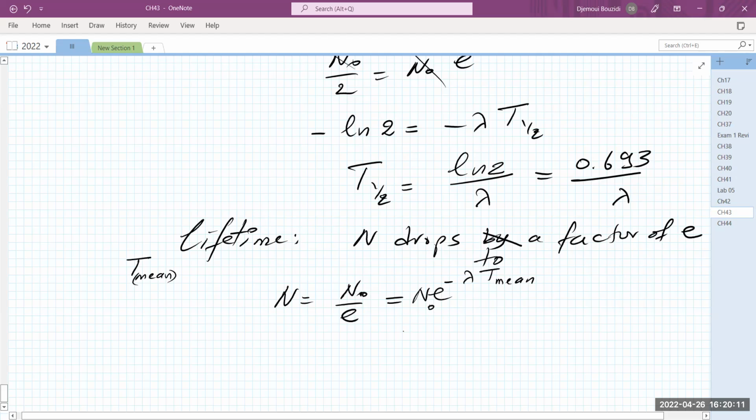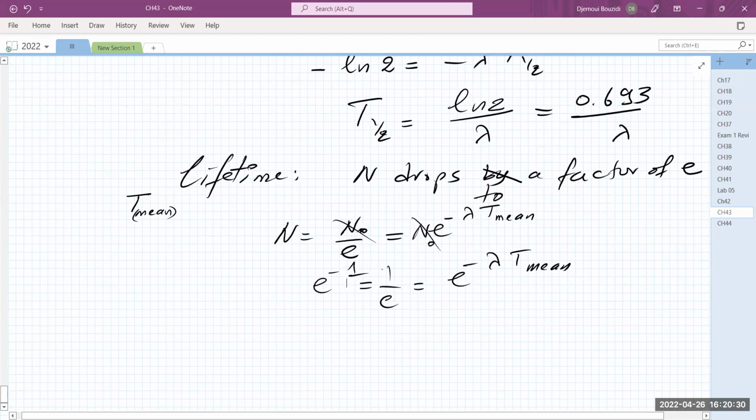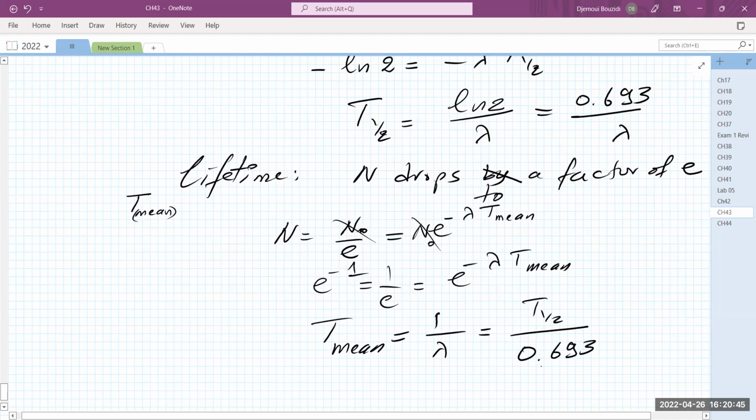If I take the natural log, N naught cancels first of all, and I have 1 over e equals exponential of negative lambda T mean. Again, taking the natural log, this one is equal to exponential of negative 1. So lambda T mean is equal to 1. That means T mean is simply equal to 1 over lambda, which from that expression is T1/2 over 0.693. So it's slightly more than the T1/2, and that's expected because you're going from 1/2 to 1 over e remaining, consuming 2/3 of the material. You start with 1 kilogram, you're down to about 340 grams or so. So that is the lifetime.